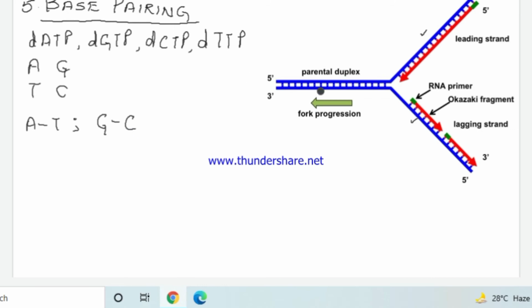Now, in this process, two phosphate groups will be released because we actually need dAMP, dGMP, dCMP, dTMP. So the two phosphate groups will be released.